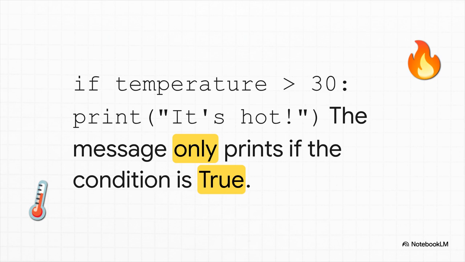The code is asking a question. Is the value in this temperature variable greater than 30? If the answer is yes, if it's true, then it runs that indented line and prints it's hot. But if the answer is no, false, it just skips it, completely ignores that indented part and moves on.